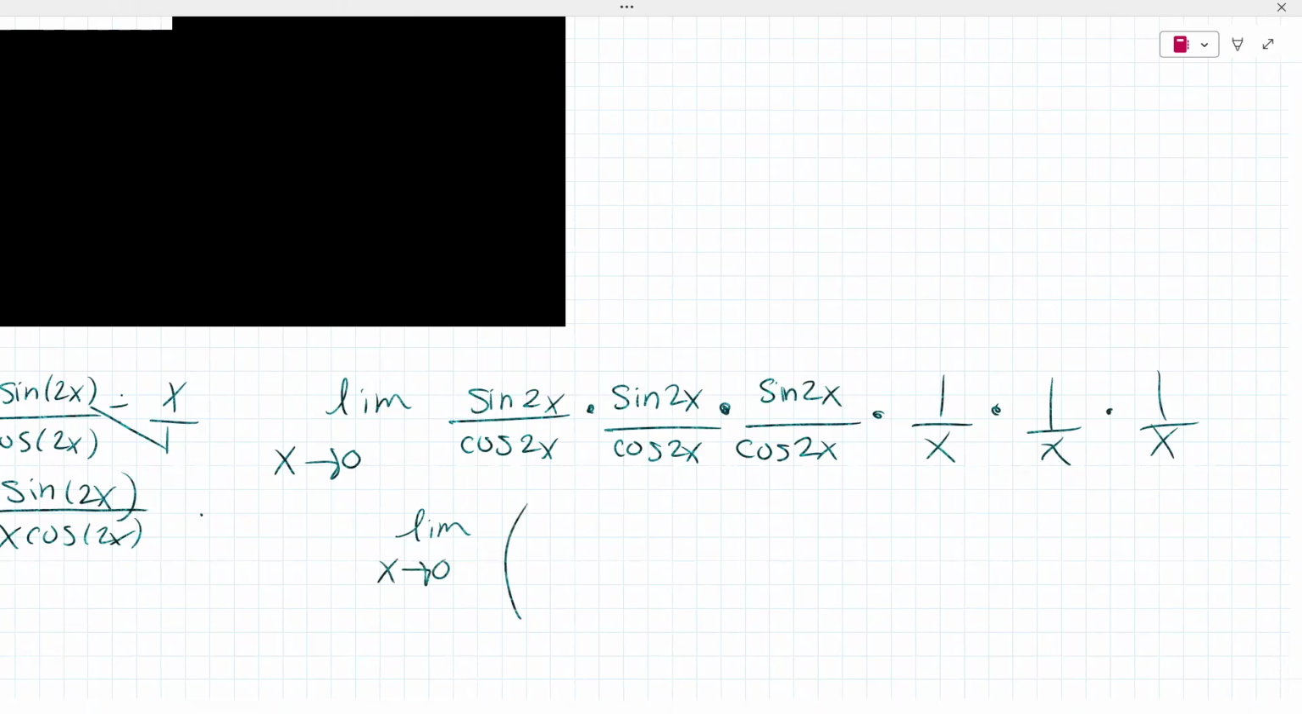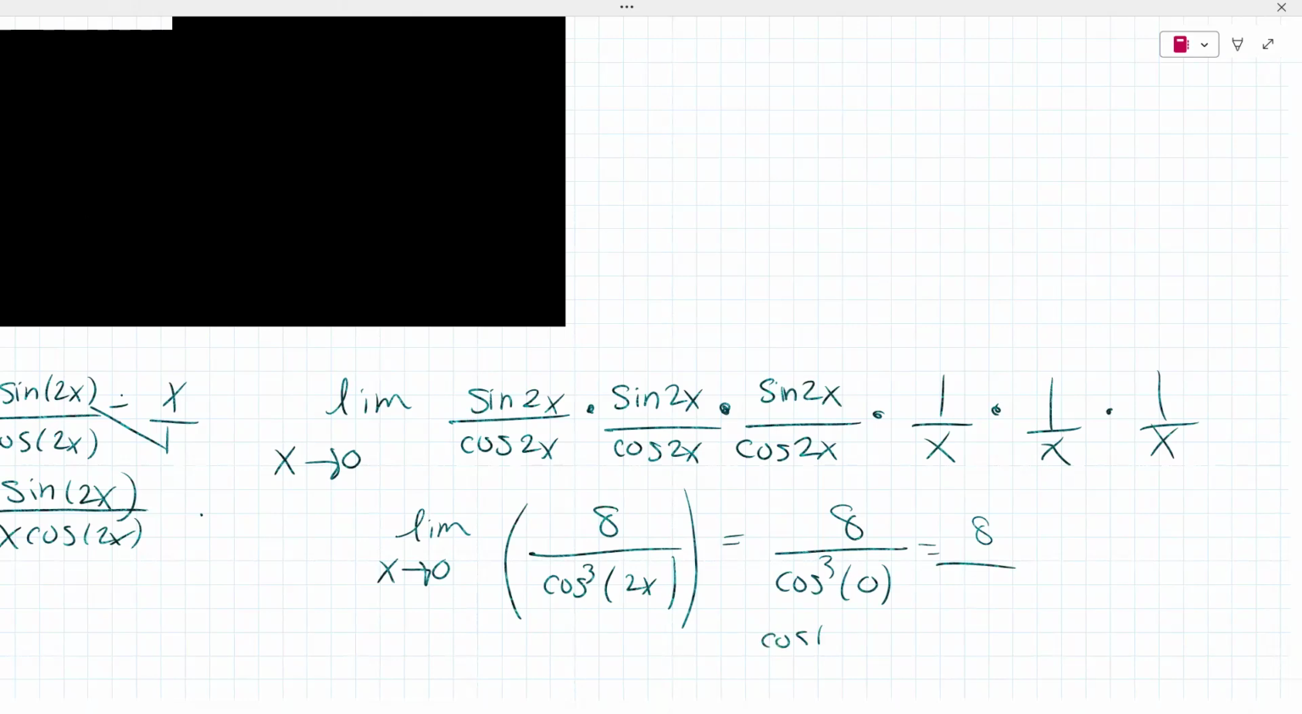And then somehow the sine x cancels, and the x's cancel, and then you're left with 8 on the top. And on the bottom, you're left with cosine cubed of 2x. So when you put that in, that's going to be 8 over cosine cubed, and 2 times 0 is 0. We know that cosine of 0 is 1. But there's 3 of them, so 1 cubed. That's 8 over 1, which is 8.